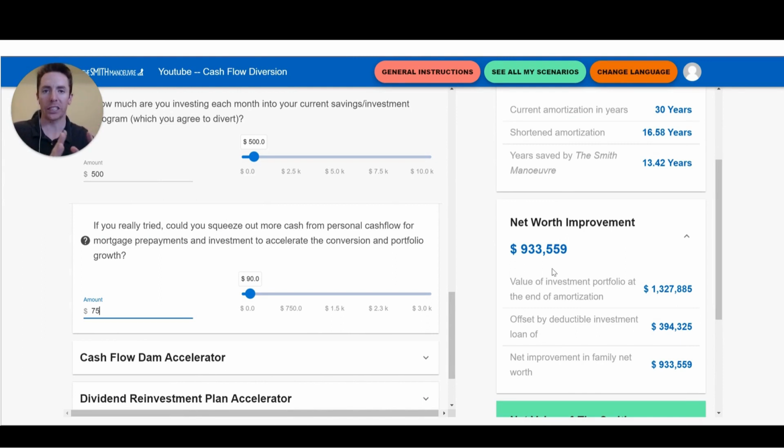Short one here, only 5 or 6 minute video. Smith Manoeuvre calculator going through the Cash Flow Diversion accelerator. So this is the plain Jane plus one accelerator, the Cash Flow Diversion.